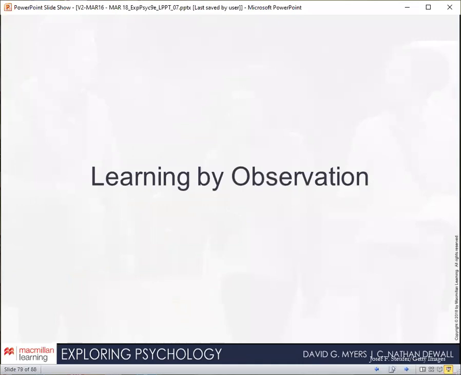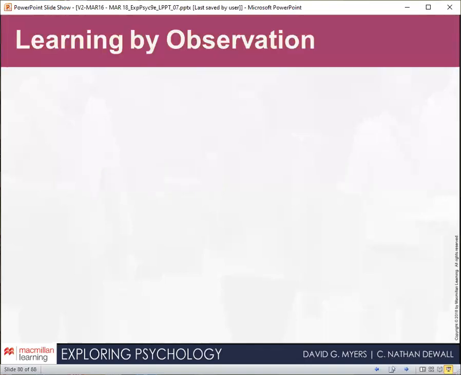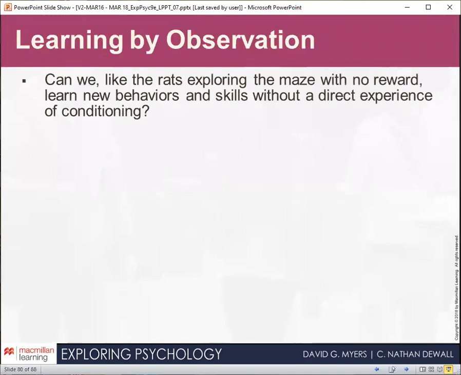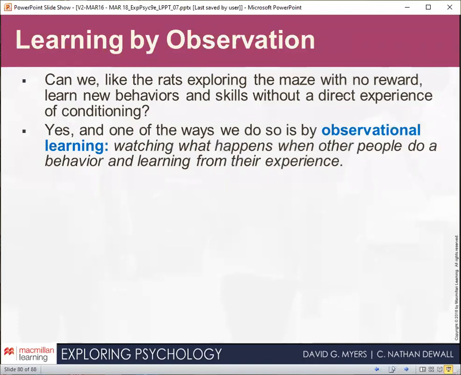Now, the other item that I want to cover today, one of the last ones, is learning by observation. We've talked about this a couple of times already in a variety of places. Can we, like the rats exploring the maze with no reward, learn new behaviors and skills without direct experience of conditioning? Yes. And one of the ways we do so is by observational learning: watching what happens when other people do a behavior and learning from their experience.